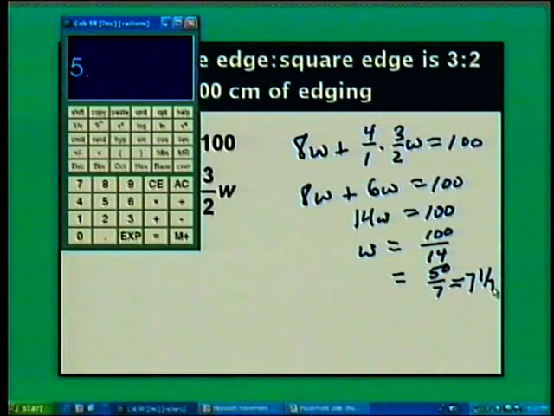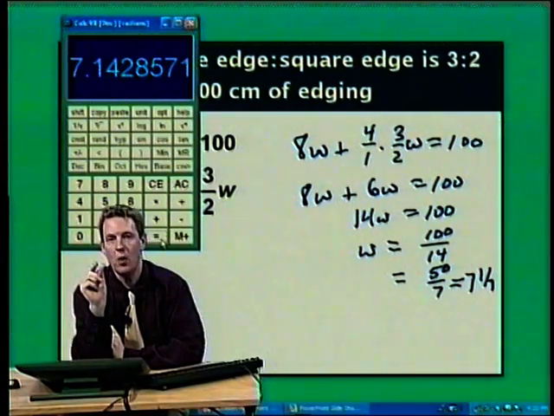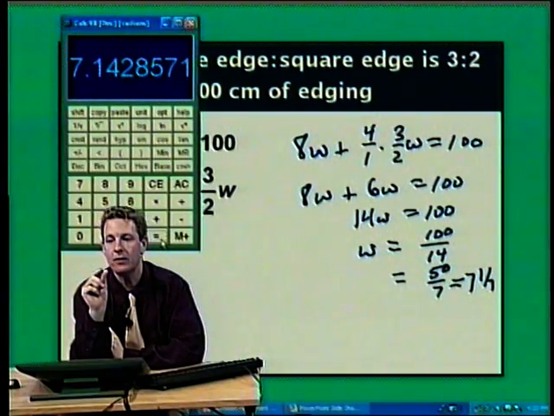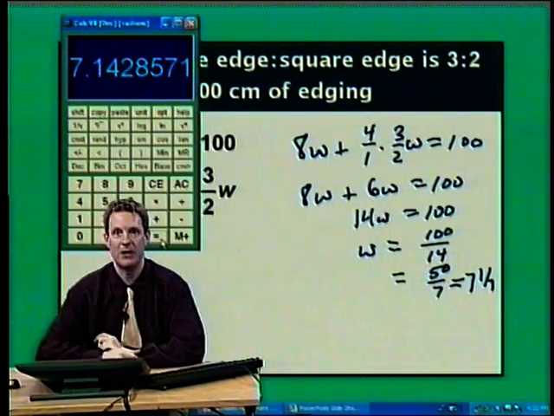So let's take our 50 and divide by 7. And we get a pretty icky decimal, 7.142857. Well, let's think about what a centimeter is. A centimeter is a very, very short length. A centimeter is only about this long. So what's 1/10 of a centimeter? It's only about this long. I bet you can't even see a gap between my fingers. That's how small 1/10 of a centimeter is.